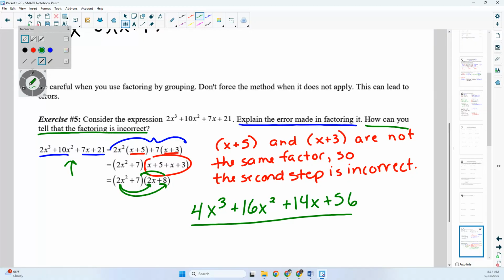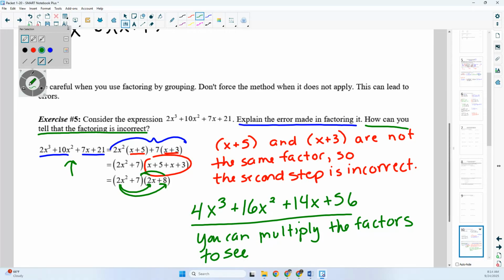So to answer that question, we can multiply the factors to see if they are equal to the original expression. I'm going to abbreviate that there for expression.